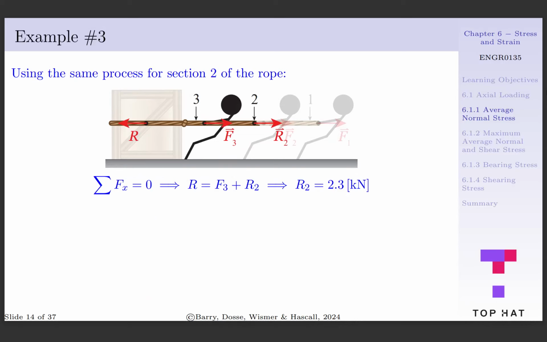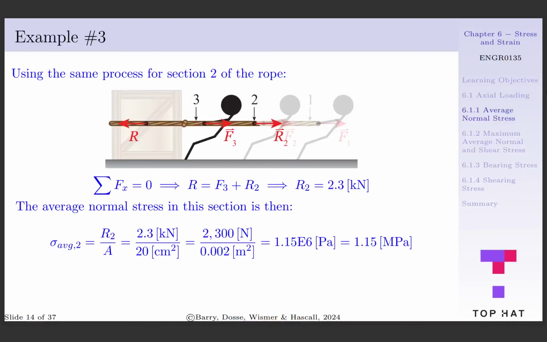We'll repeat the process for section 2 of the rope. Looking at the free body diagram, we see that R, F3, and R2 are contributing to the force in this section of the rope. Since the sum of forces in the x direction is equal to 0, minus R plus F3 plus R2 must also equal 0. Rearranging and plugging in known values gives R2 equal to 2.3 kilonewtons. Plugging this into the average normal stress equation, we get 2.3 kilonewtons divided by 20 centimeters squared, which is equal to 2,300 newtons per 0.002 meters squared, and we get an average normal stress of 1.15 e to the 6th pascals, or 1.15 megapascals.